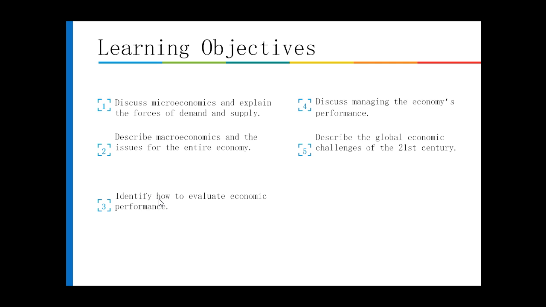those issues. The objectives are going to be, we're going to talk about microeconomics. What is it really? What is macroeconomics? But also how does it impact or shape the forces of supply and demand, and then the issues that affect the entire economy. This is a big picture view of business and its role in the economy. That's very, very important. We're going to talk about how to evaluate economic performance. We're going to also discuss how to manage the economy's performance.